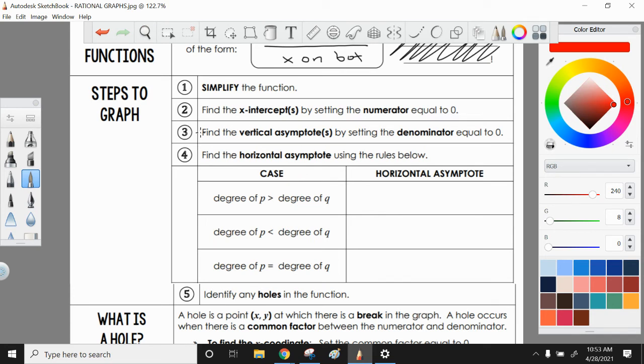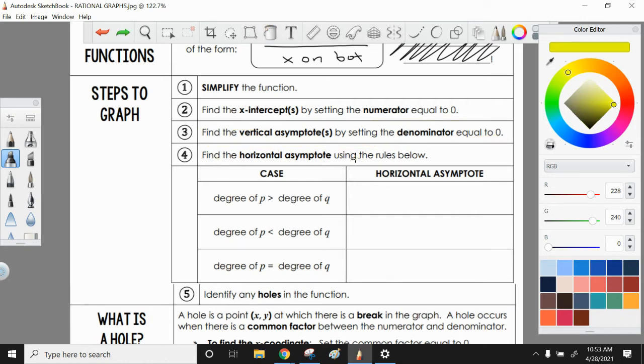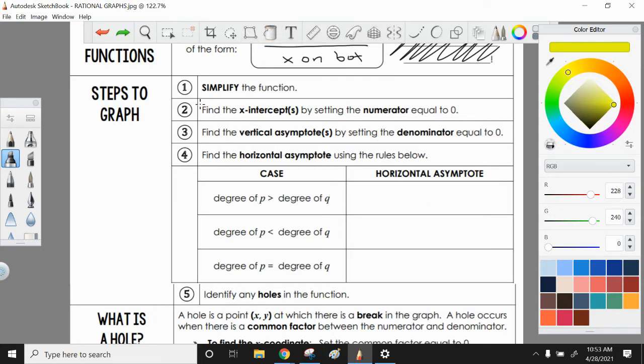For one, number 3 says, find the vertical asymptote by setting the denominator equal to 0. Okay, that's perfect, right? That is literally exactly what we just did. Nice. We're done with that. Horizontal asymptote using the following rules below. Now, this is a totally legitimate way to write it. Degree of P, degree of Q, degree of P, degree of Q. It's a legitimate way of doing it, but it is not the easiest way of doing it.